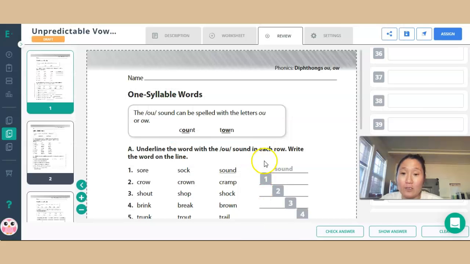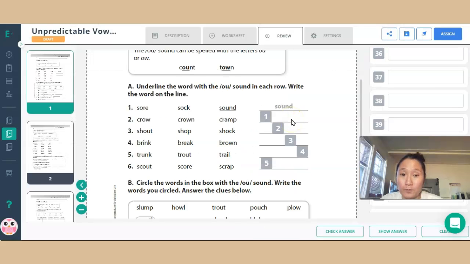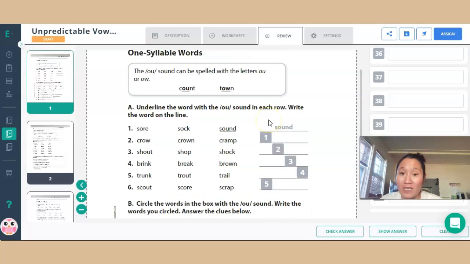So when you're looking at this worksheet here, it's saying that you are looking for the ow sound in each row and to write those words on the line. The ow sound can be spelled with the letters OU or OW. Absolutely right. It just depends on how it's spelled. So you kind of have to play around with the sounds.